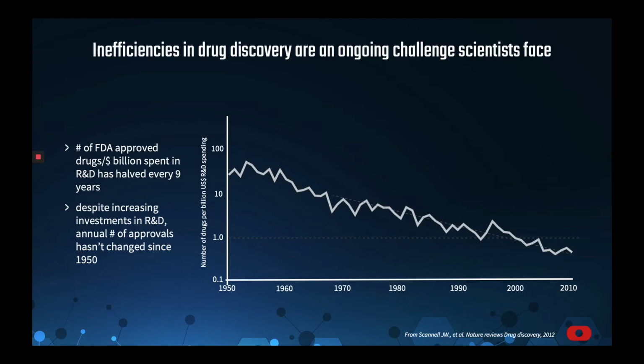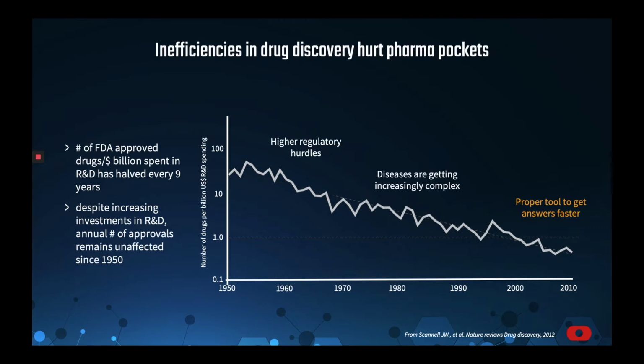To start things off, I just wanted to address the inefficiencies in drug discovery as they're an ongoing challenge that scientists face. Despite the fact that more money is spent to help support R&D efforts, particularly in pharma, the actual number of new drugs approved by the FDA still remains very low. Some of the causes of this can really be that there are higher regulatory hurdles that scientists need to meet in order to launch a drug product.